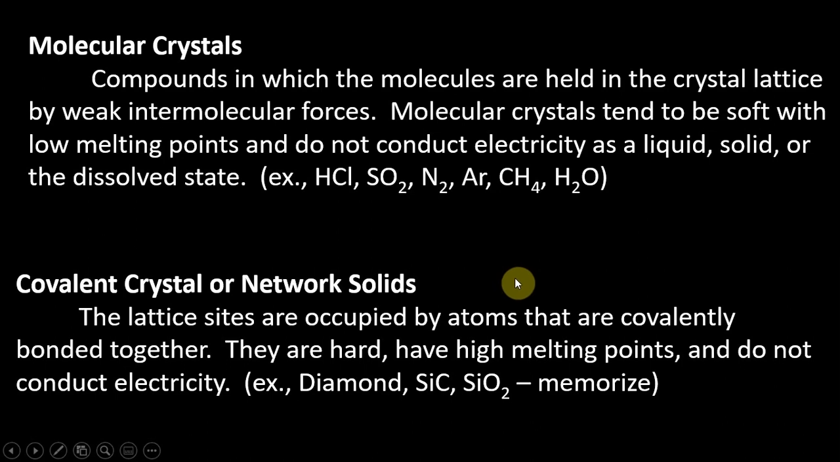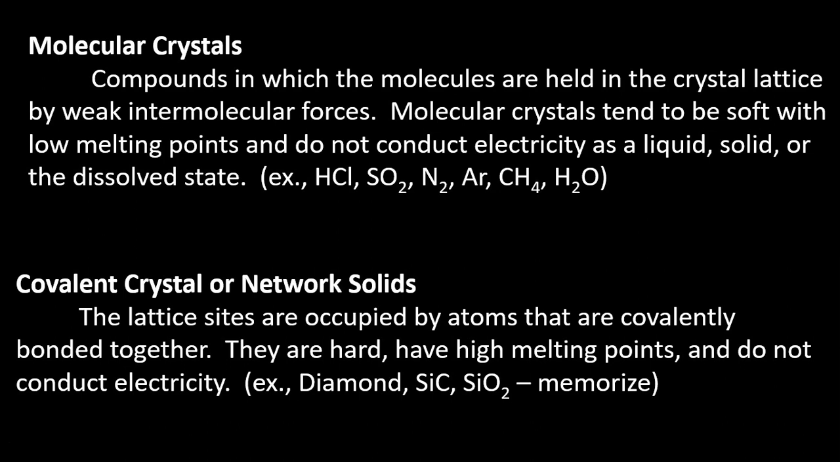What happens here is that the lattice sites themselves are occupied by atoms that are covalently bonded together, and they actually form a harder substance than even ionic crystals do, because the covalent network is like all of these atoms are actually covalently bonded to each other. It's not a molecule that is attracted to a neighboring molecule. This crystal structure is actually one huge molecule.